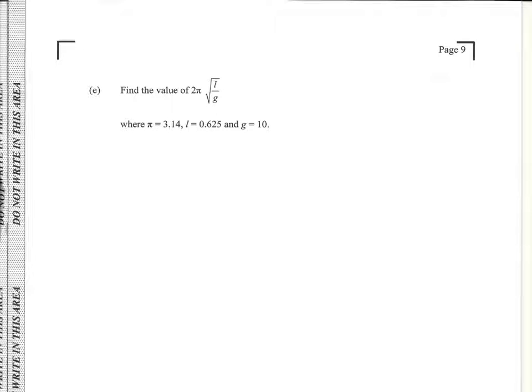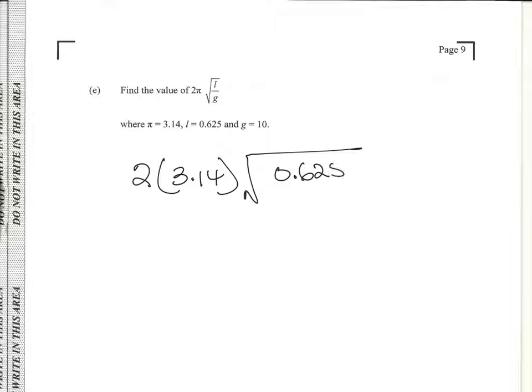Okay, this question just requires you to substitute, so it's 2 by 3.14 by this multiply by the square root of 0.625 over 10, and you put that in the calculator and you will get 1.57.